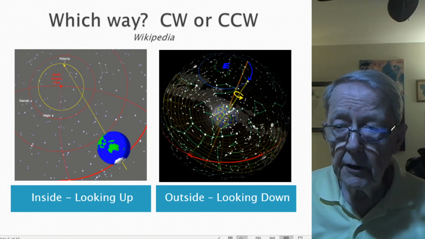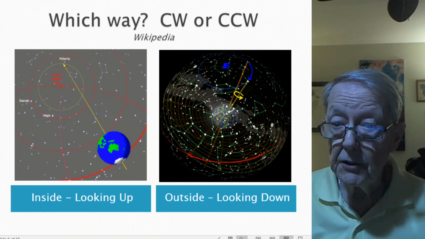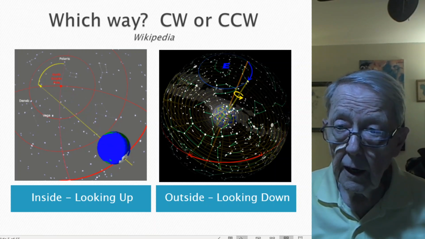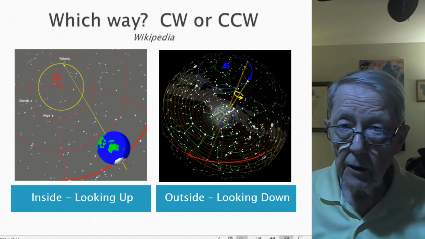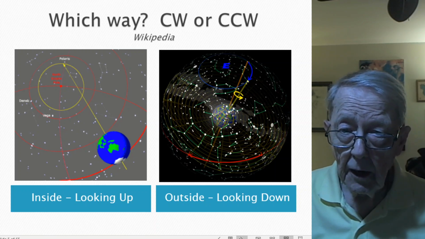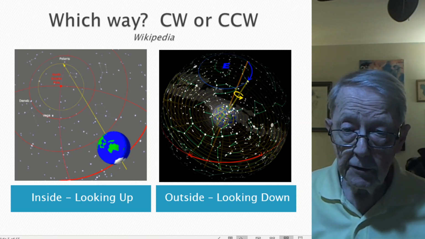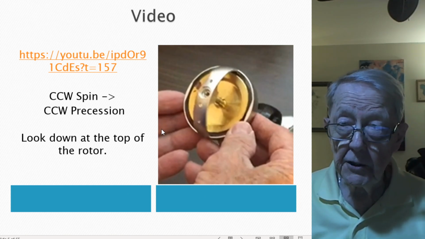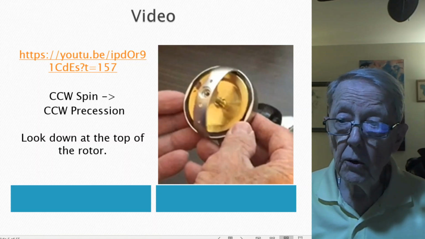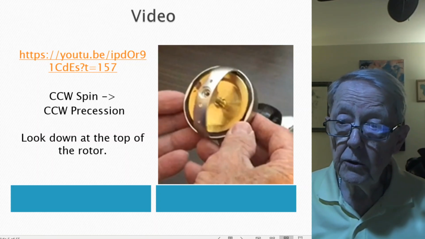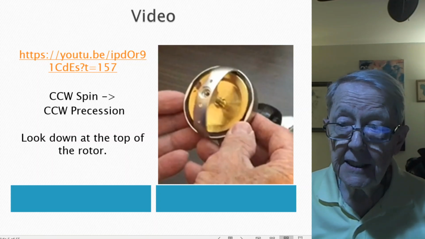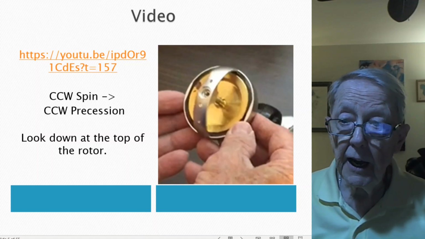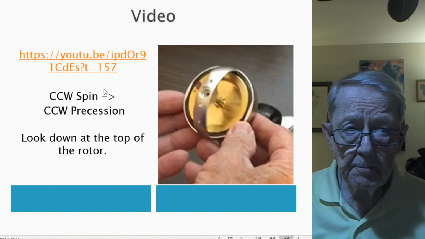I've said this a number of times: I go find a video that I can trust and get some solid reference point as to how I should look at these things, whether clockwise or counterclockwise, spin or precession. So I found this video. This one was specifically made to show the viewer how to determine and be consistent about the spin of the rotor versus the precession of the axle. This is the link.